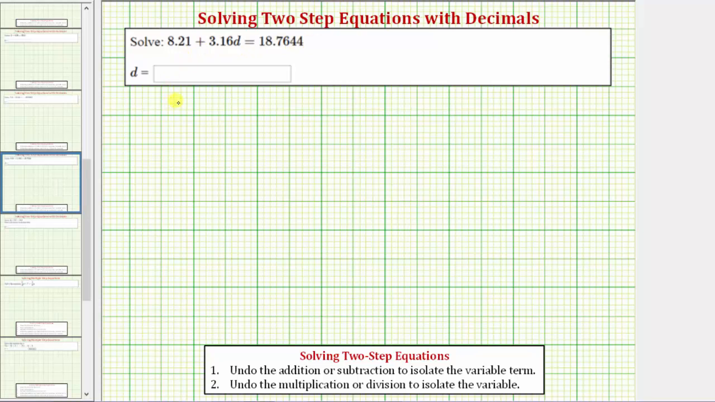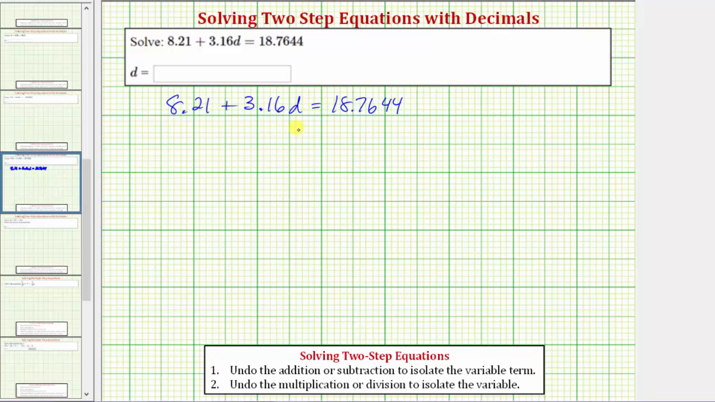So we want to solve the equation 8.21 plus 3.16d equals 18.7644. Because we can solve this equation in two steps, this equation is often called a two-step equation because we can isolate the variable d in two steps.